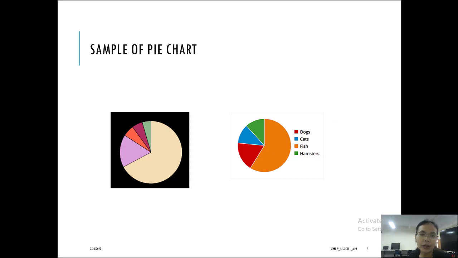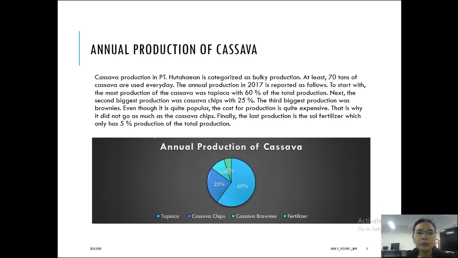So this is a sample of a pie chart. Normally the pie shape is circular, and it's usually divided into colors, so it's differentiated with colors. This color identifies this, and this is the legend of the pie chart, and usually it also tells you about the percentage. Let's say, for example, this one, fish has the biggest number here, because if you can see, it takes more proportion compared to the other elements. So that's the sample of a pie chart, and I think this is not new for you. Now we'll look at an example of how to present a pie chart.